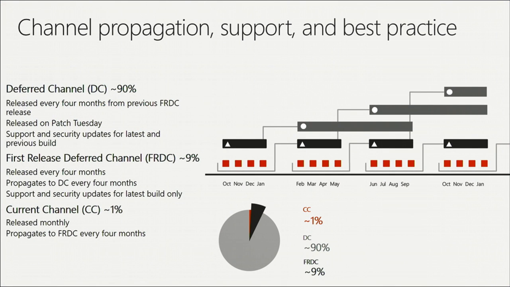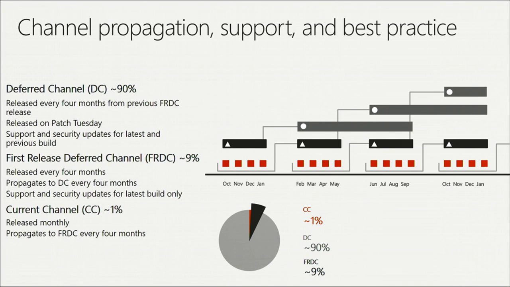I'm sure many of you out there have seen this slide. These are the channels as previously presented, so you've seen a lot of our best practices around this, and I will get to the name or channel changes on the next slide. This is what probably a lot of you have been familiar with over the past year or two. We talk about our deferred channel and first release for deferred channel, which were released every 4 months. Both are supported builds. The difference is that FRDC, or first release for deferred channel, actually propagates into deferred channel.